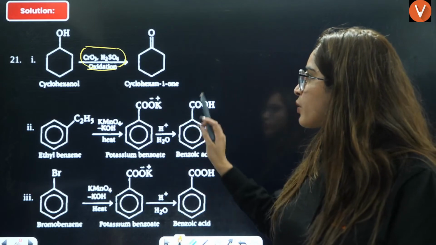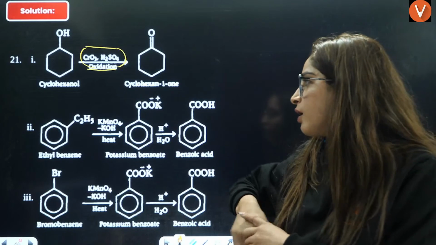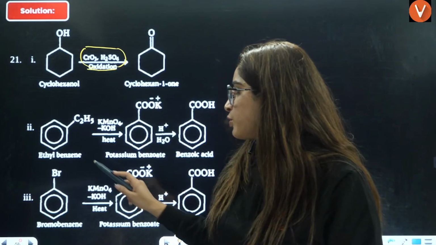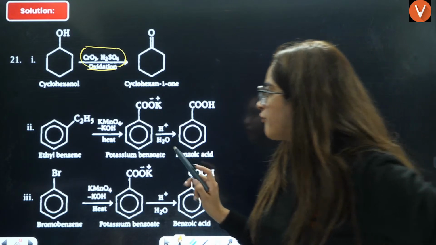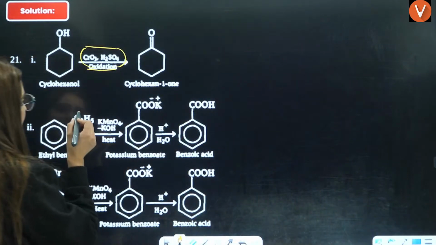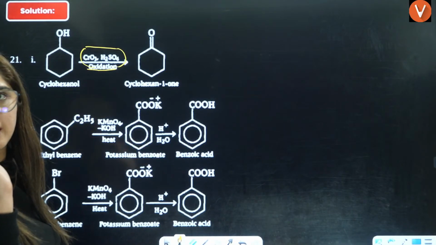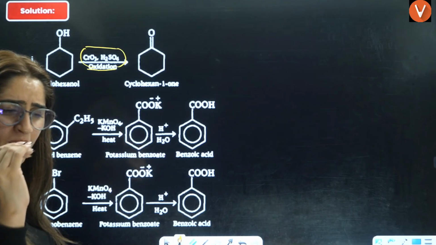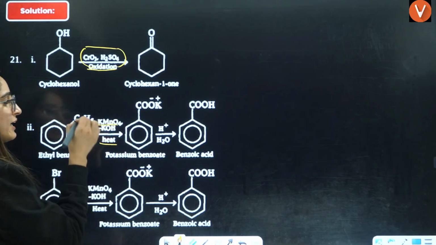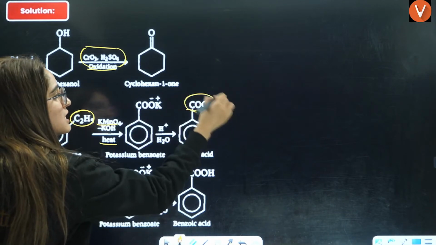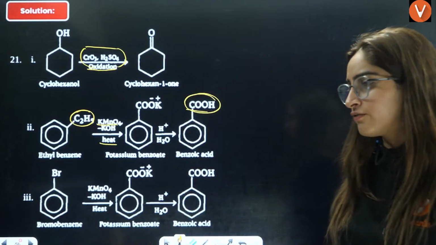Okay, so answer is going to be CrO3, H2SO4, that will convert it into C double bond O, right? Then you have ethylbenzene to benzoic acid. Firstly, if you have alkyl over here, any alkyl chain, whether it's 10 carbons, 20 carbons, doesn't matter, when you add KMnO4 and heat it, it will directly be converted to COOH, directly. Any alkyl chain you have, that will be directly converted.